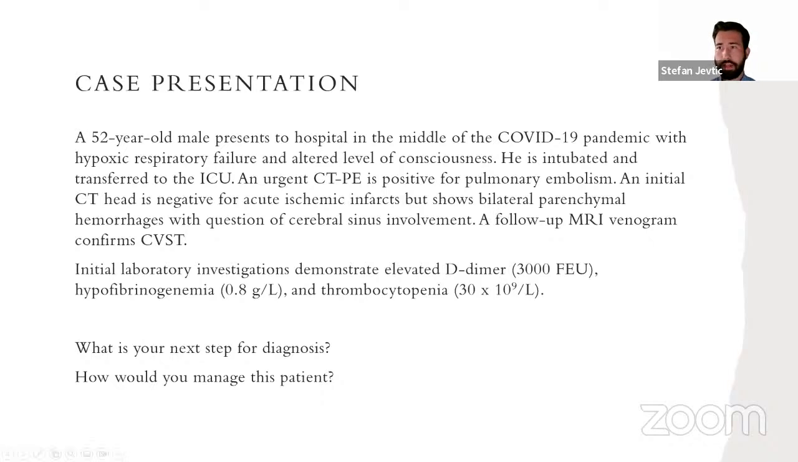So we'll start with our case. We have a 52-year-old male who's presenting to hospital in the middle of the COVID-19 pandemic with hypoxic respiratory failure and an altered level of consciousness. He's initially intubated and transferred to the ICU with a CTPE confirming a pulmonary embolism. On initial CT head, there is no evidence of any acute ischemic infarcts, but there is evidence of bilateral parenchymal hemorrhaging and a question of cerebral venous sinus involvement. A follow-up MRI venogram confirms CVST. On initial investigations, you find an elevated D-dimer at 3,000 fibrinogen equivalent units, hypofibrinogenemia of 0.8, and thrombocytopenia at 30. The question then is, what are your next steps for diagnosis, and how would you manage this patient?